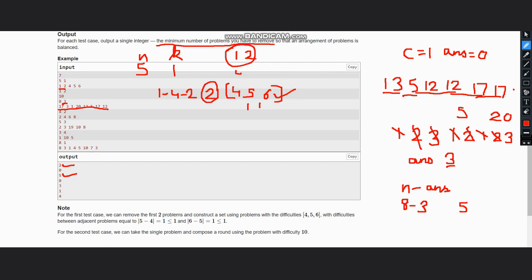Also we can look at a smaller case, like 1, 10, 5. So we have 1, 5, 10. Here we have the difference as 4. So 5 minus 1 is 4. So we have 1 here. Then 10 minus 5 is 5. So again it is going to 1. So the answer remains 1 only.